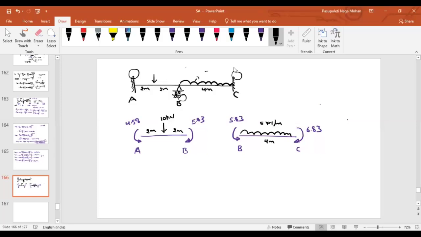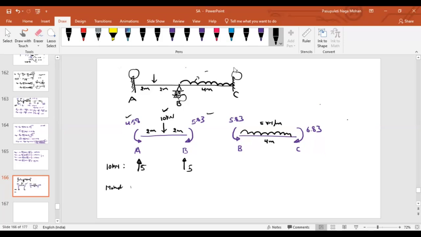So for finding the reactions here, you need to consider each of these separately. Instead of considering everything at a time, I'm asking you to consider differently. What if only the 10 kilonewton load is acting? What might be the reaction that's generated at A and B? 5 and 5, right? Why? Because it is exactly at the center. This is because of the 10 kilonewton. Now, forget about the load and look at the moments only.